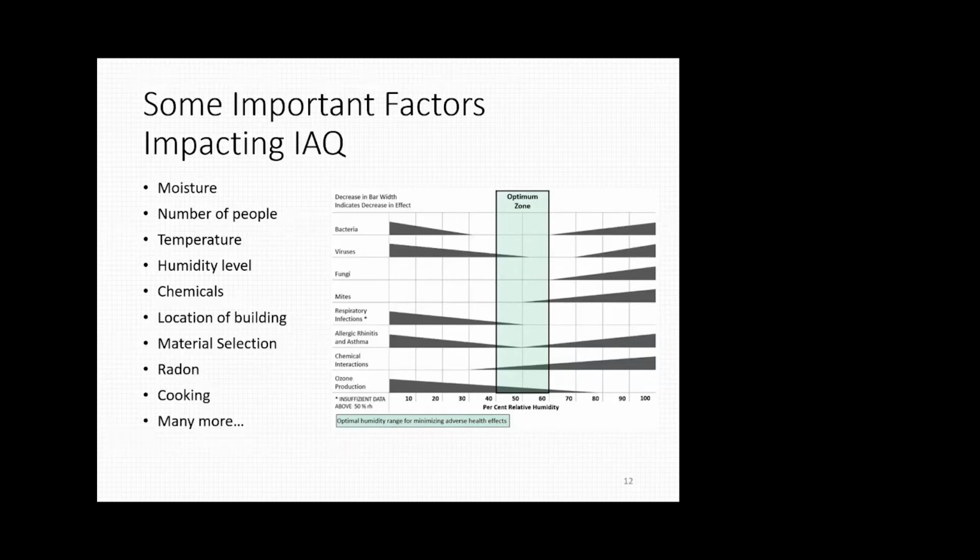Some important factors impacting IAQ, like I said, this is a quiz question. Again, moisture. If it's more humid, you're going to have stuff growing. You've got mold, durability issues. Humidity, it's harder to sweat and cool yourself down. You know, it makes you feel sticky. The number of people is something that impacts indoor air quality.